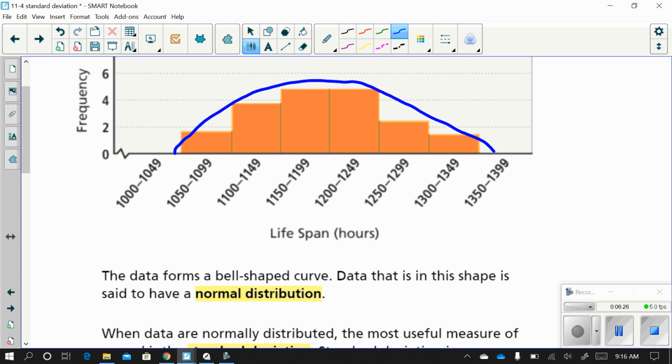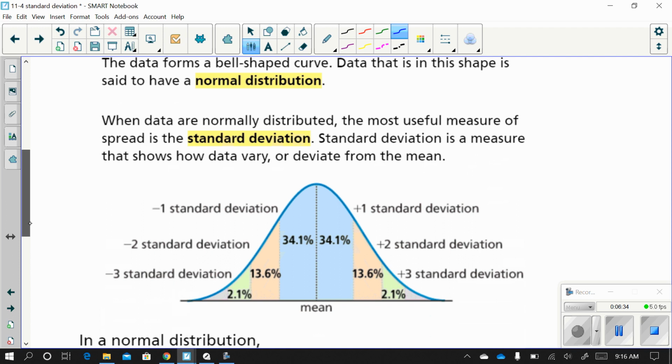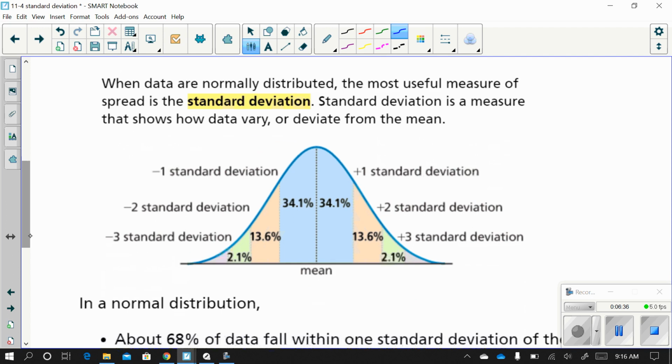We like data like this. That's what we expect to happen. We don't like skewed data. We want it to be normal. So when the data are normally distributed, the most useful measure of spread is called the standard deviation. Standard deviation is a measure that shows how data vary or deviate from the mean. Remember, mean is my average.